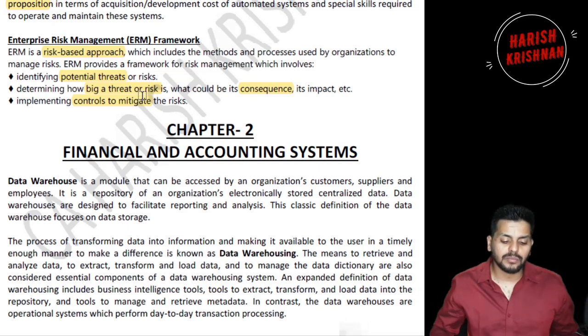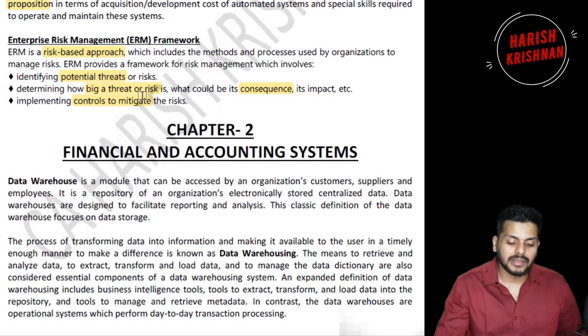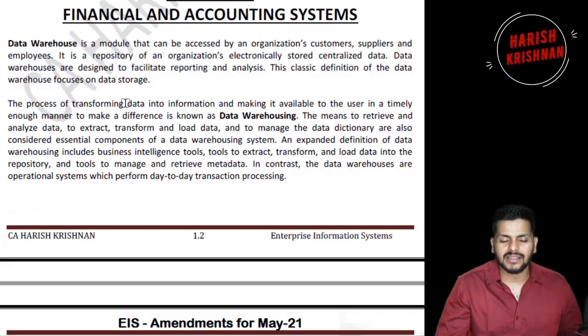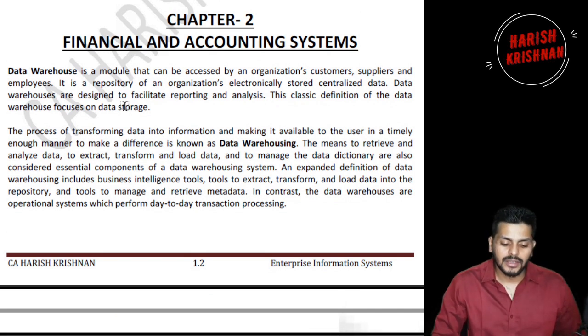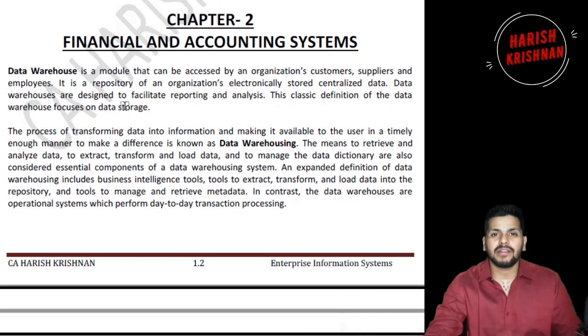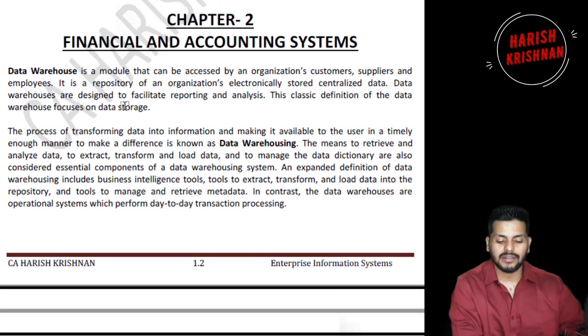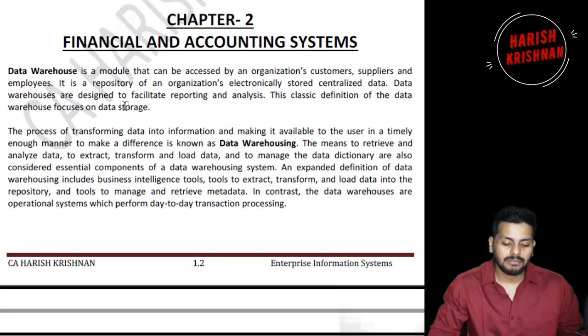And now let's move on to the second chapter. The second chapter only has a couple of small points to be discussed, nothing much, because major amendments are there in the fourth chapter, like I told you. Otherwise, the rest of the places, nothing much. So, moving on, chapter number 2, financial and accounting systems.